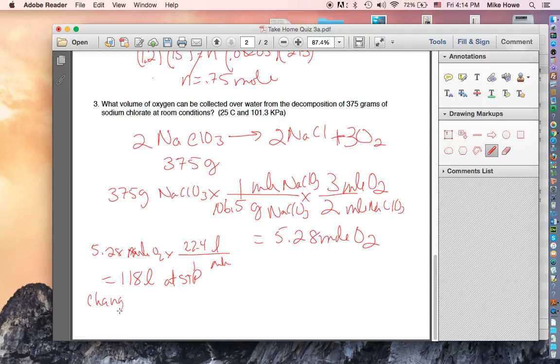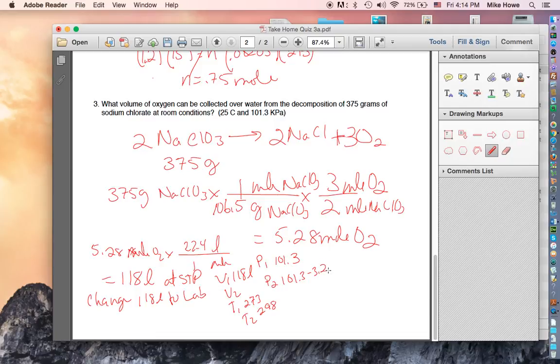I'm going to write this instead. I'll try and do it too. 118 liters to lab conditions. Okay, so V1 would be 118 liters. V2 we don't know. T1 this time would be standard because it's at standard, so that'd be 273. T2 would be lab temperature, which was 298. Okay, P1 would be standard, 101.3, and P2 would be the lab conditions, which would be 101.3 minus 3.2.